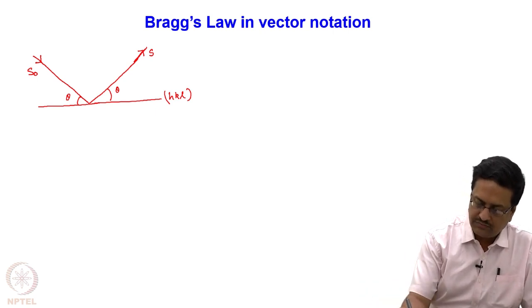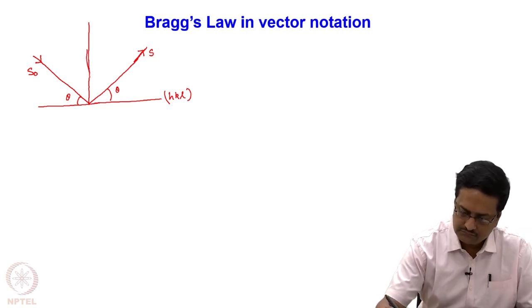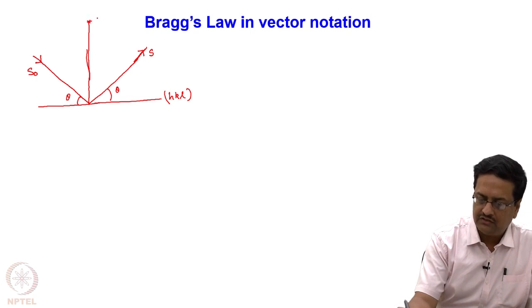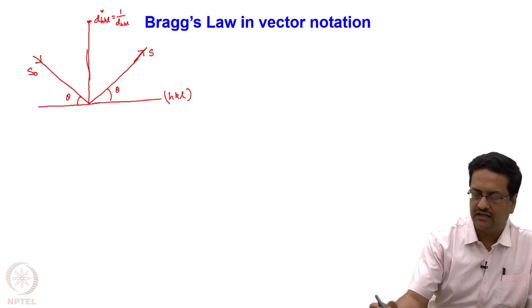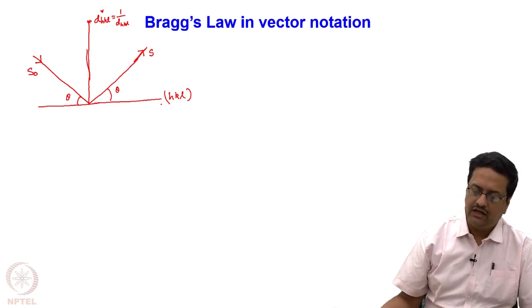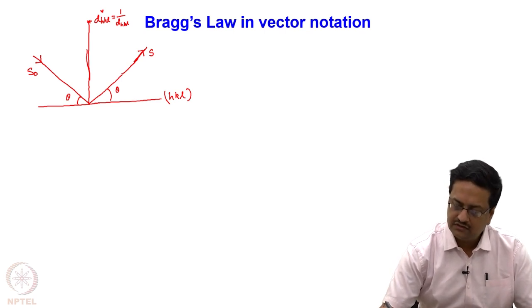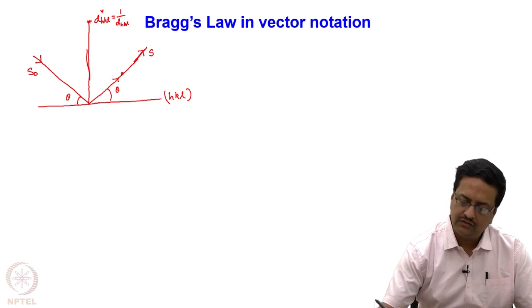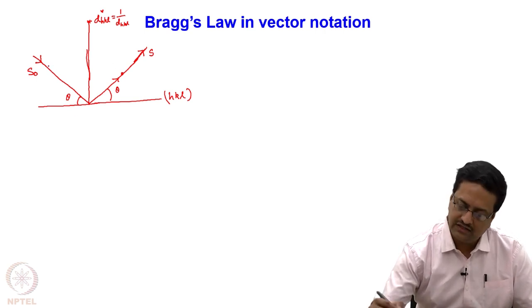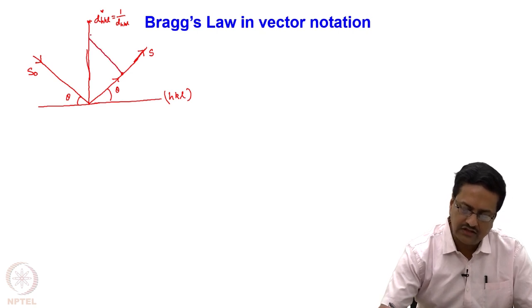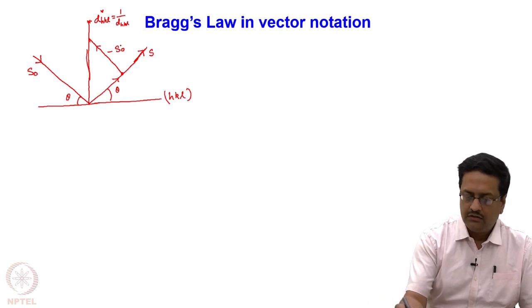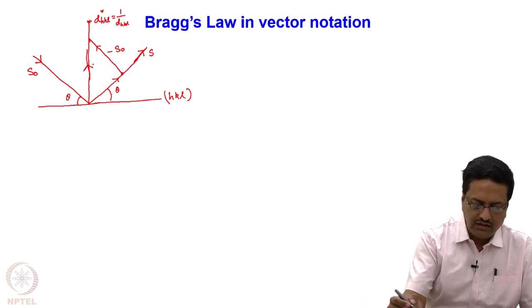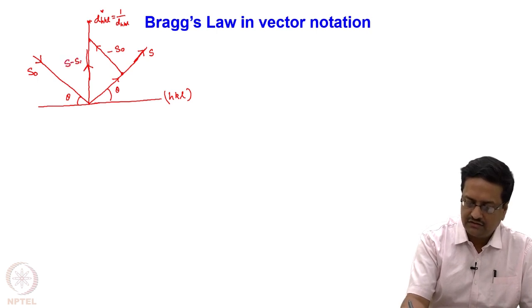So, if we draw a perpendicular on this particular plane and cut that perpendicular at D star HKL, that is at 1 by D HKL distance, the interplanar spacing of this particular plane, and then considering this unit vector coming here, we draw a parallel of unit vector S0 in the opposite direction and draw it as minus S0. So, the vector here is nothing but S minus S0.